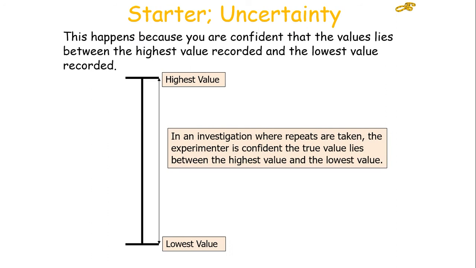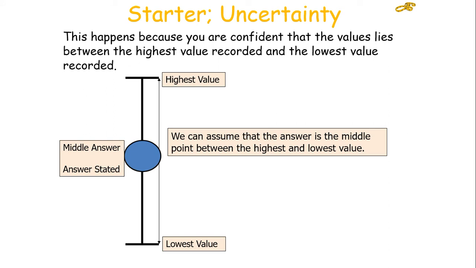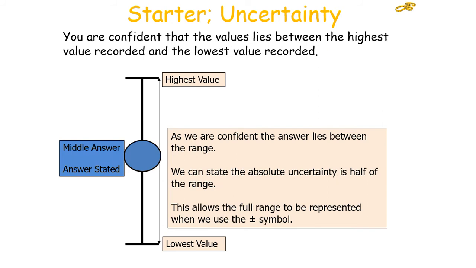Now this happens because you're confident the value lies between the highest value recorded and the lowest value recorded. Now in an investigation where repeats are taken, the experimenter is confident the true value lies between the highest repeated value and the lowest repeated value. So the middle answer is going to be the most likely outcome in between the highest and the lowest value. So therefore, as we're confident the answer lies between the range, we can state the absolute uncertainty is half of the range, which allows the full range to be represented when we use the plus or minus symbol.